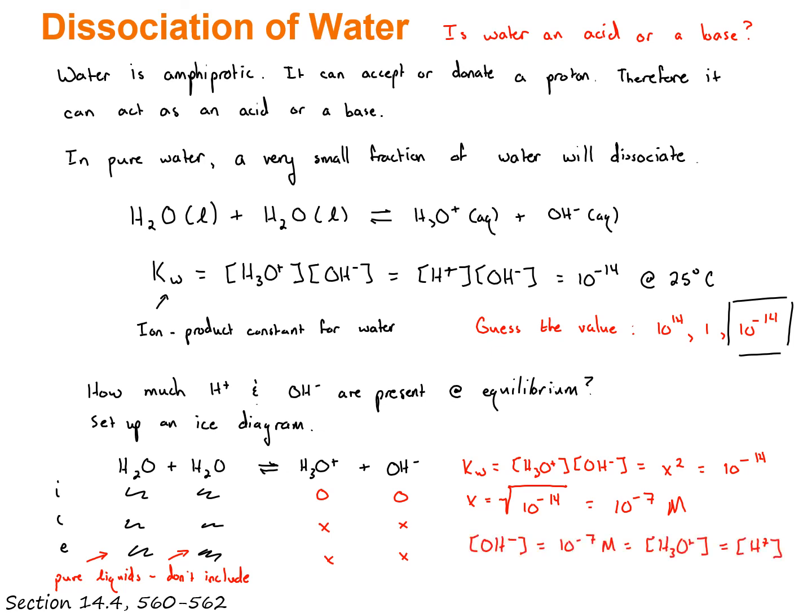So that is quite a small number. The hydroxide concentration and the hydronium concentration for pure water is going to be 10 to the minus 7 molar, a very small concentration.